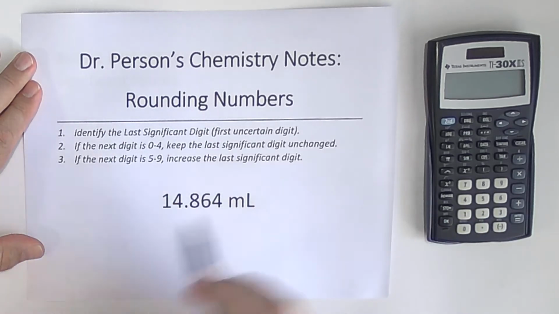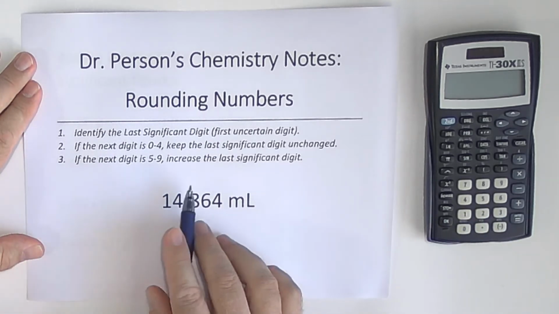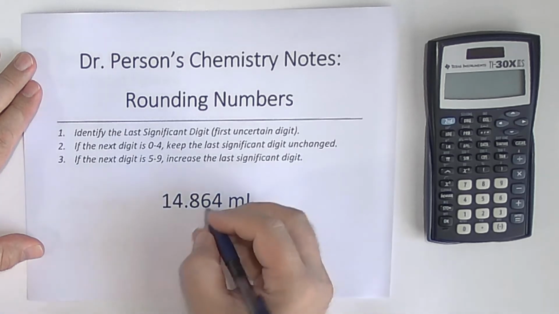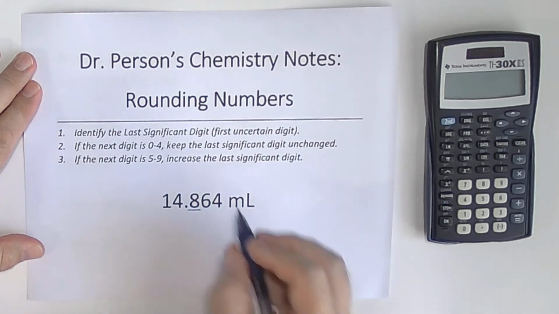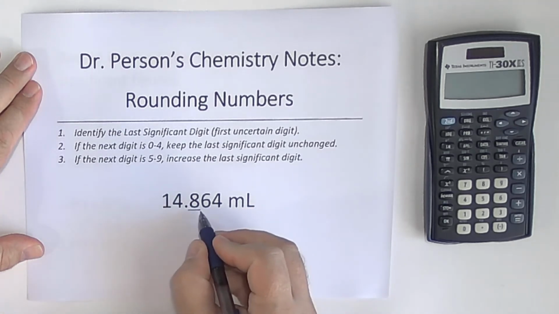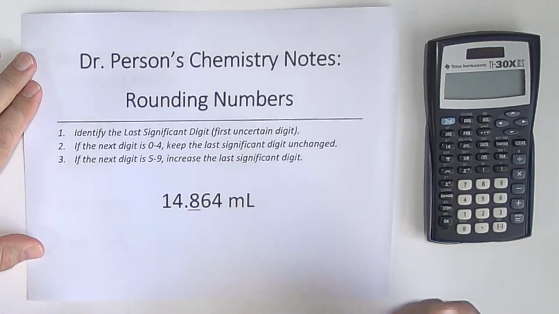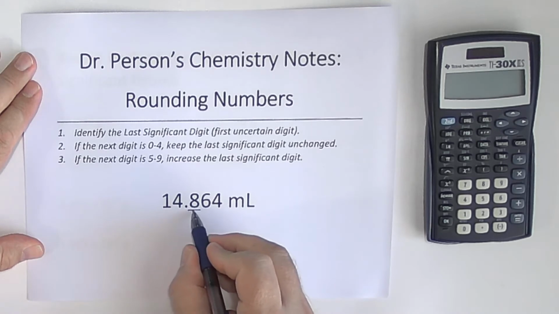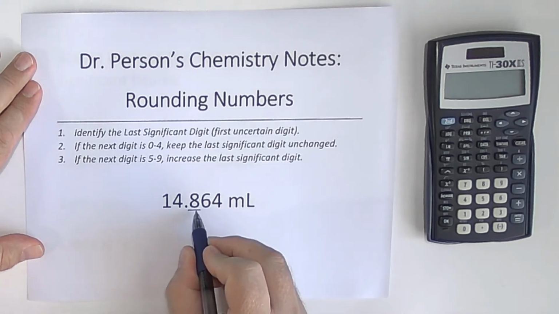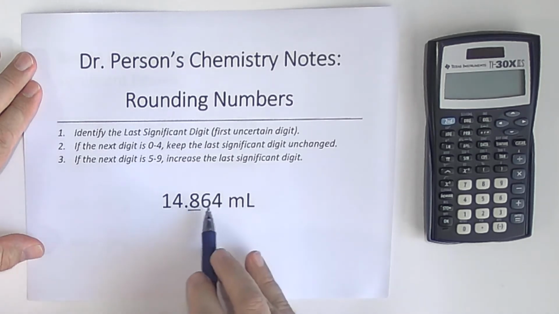The first step is to identify the last significant digit. So 1, 2, 3. Go ahead and identify it. I prefer by underlining it. And this is very useful because it can let you keep track of sig figs through a calculation. But we've identified our last significant figure, that 8. You then look to the next digit.